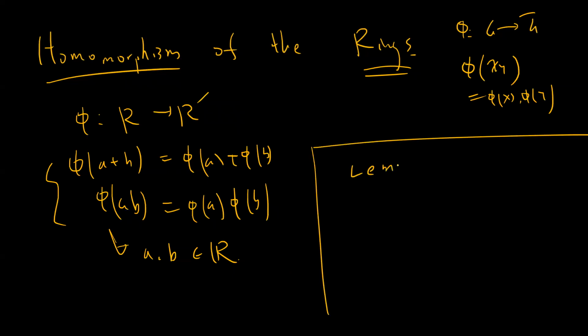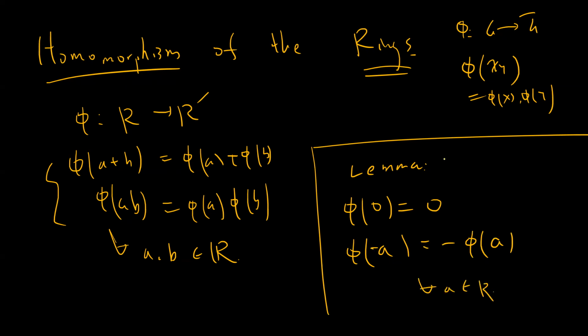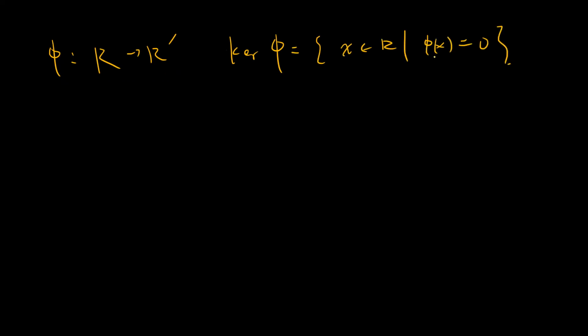Okay, so there is a small result: phi of 0 is 0, by definition as a group, and phi of negative a is negative phi of a. This is a trivial exercise. Okay, so the same story, we will define the kernel. The kernel of phi is defined to be all elements belonging to the ring such that they map to 0. This 0 means the 0 element in the ring.